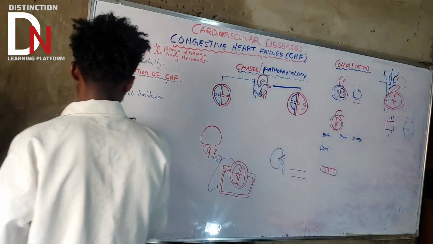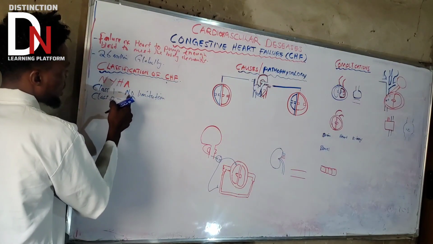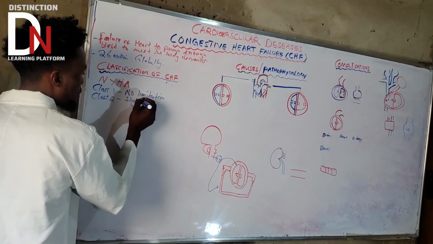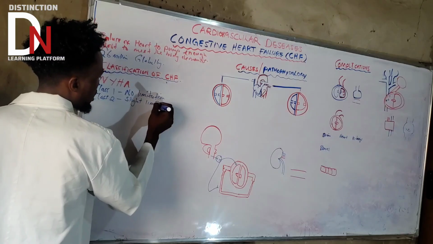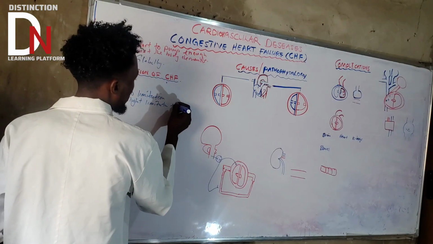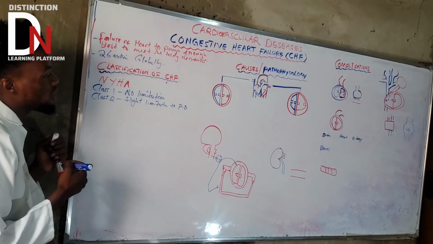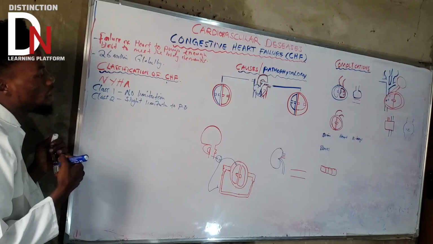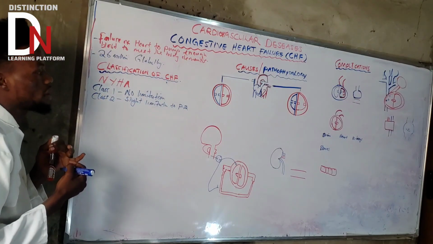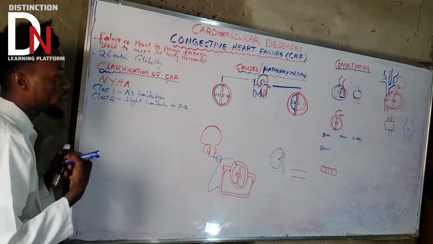So there is also class 2. For class 2, instead of no limitation, there will be slight limitation to physical exercise, to physical activities. So for those ordinary activities that we do, there will be slight limitation whenever they are doing that.